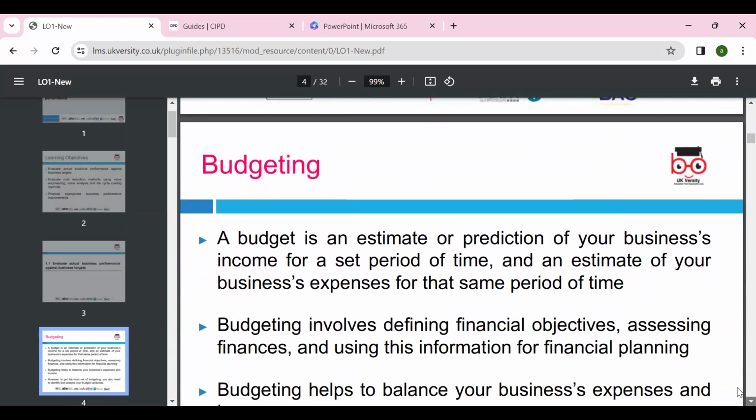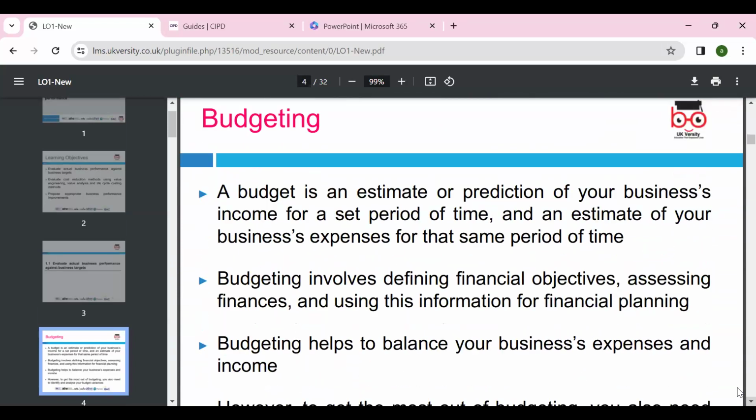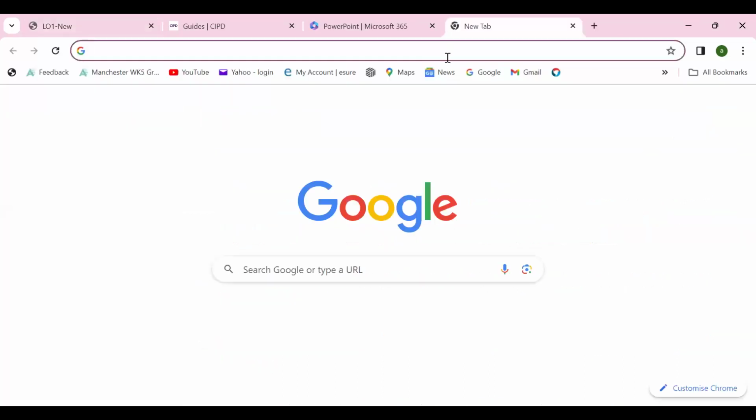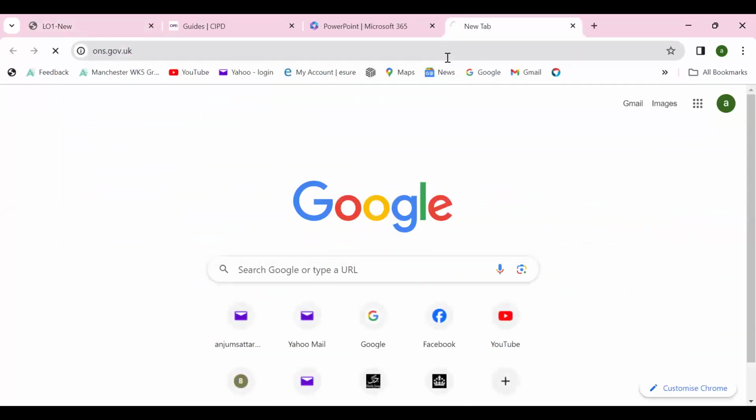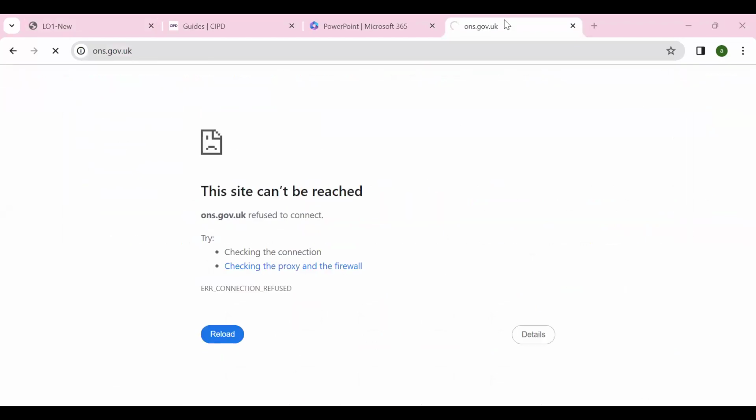So budgeting. A budget is the estimate and the prediction of your business income for a set period of time, and an estimate of your business expense. Normally the budgets are the targets you set. Always look at the sales forecast first, because any budget you make is linked with the sales forecast. If we are expecting economic growth, we are expecting the sales forecast, so where can we get the information? It is always good to go on the ONS website. ONS is the Office for National Statistics, where we can look around for the information.